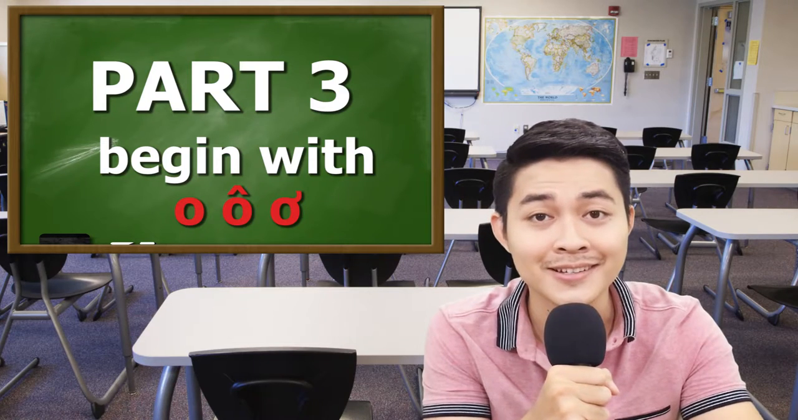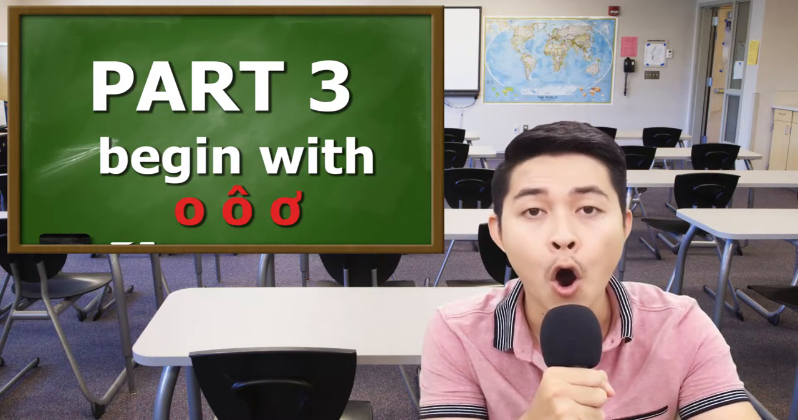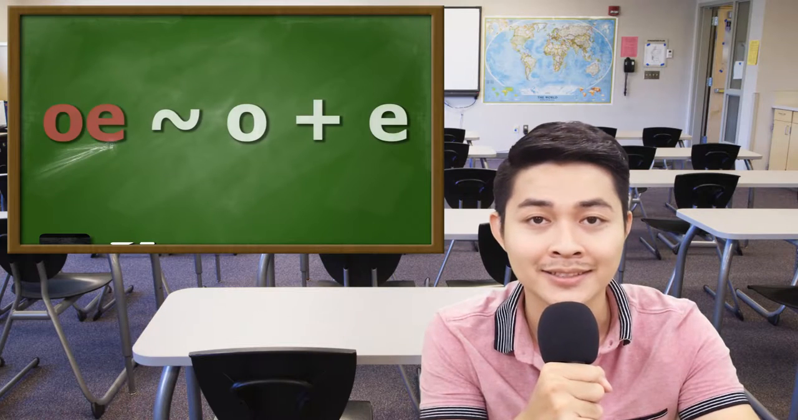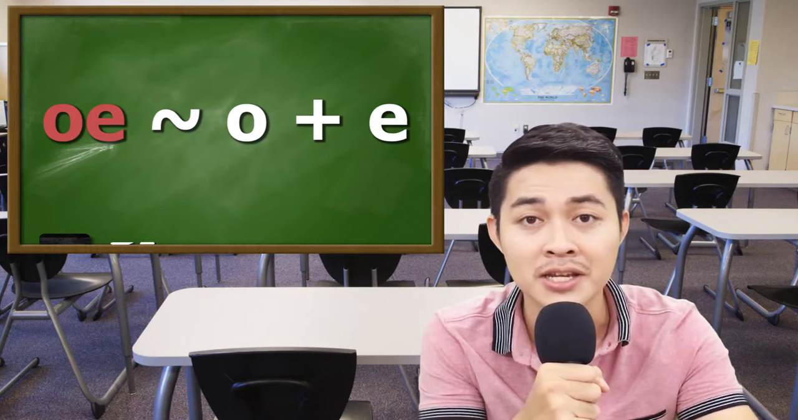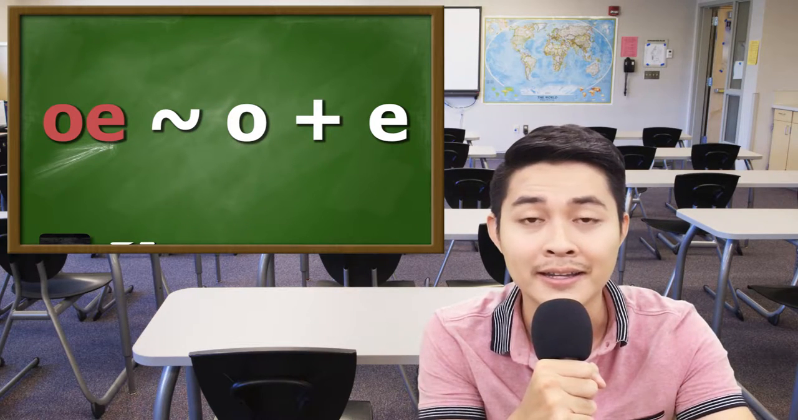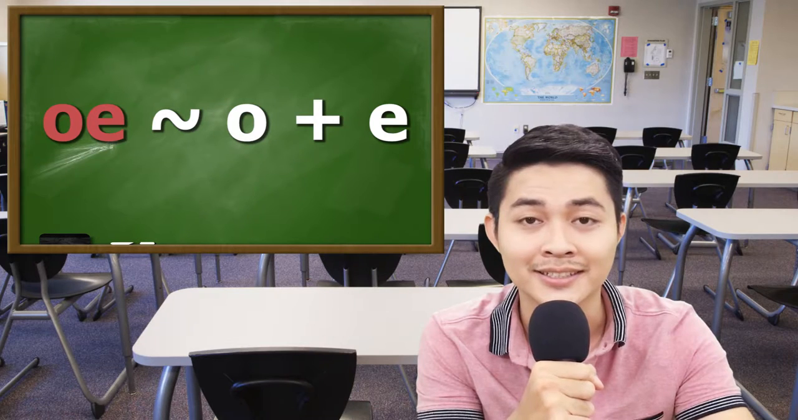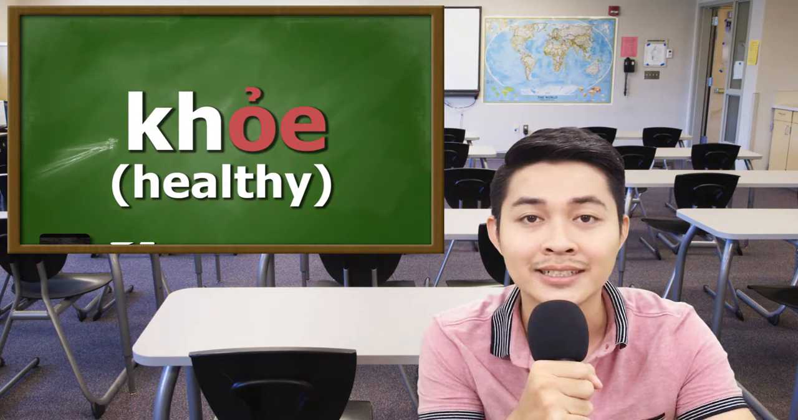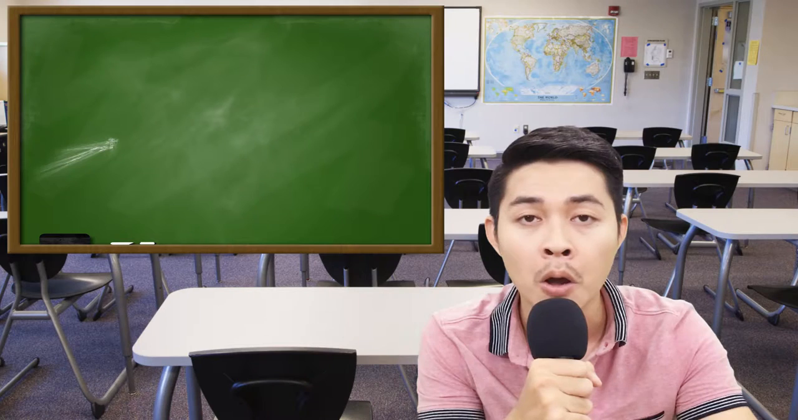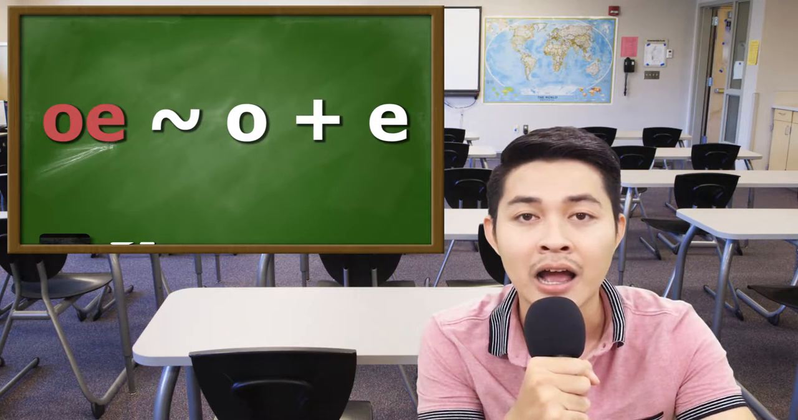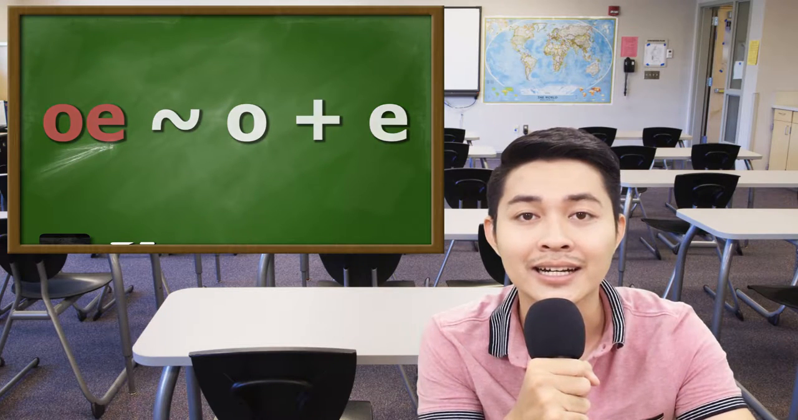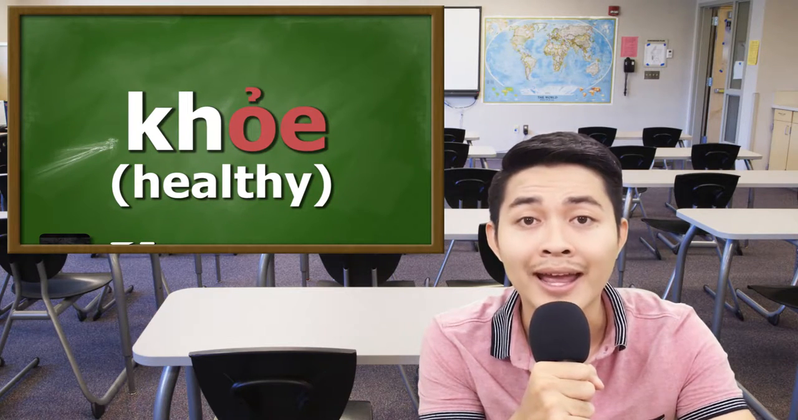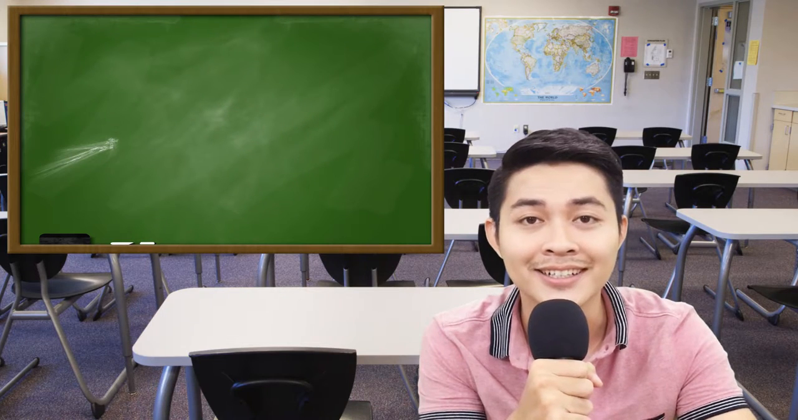Part 3 is on the clusters that begin with O. The first one, oe. Like I said before, this is a combination between separate vowels, o and e. Oe, oe. For example, khỏe. Now repeat, oe, oe. Khỏe. Khỏe. Good.